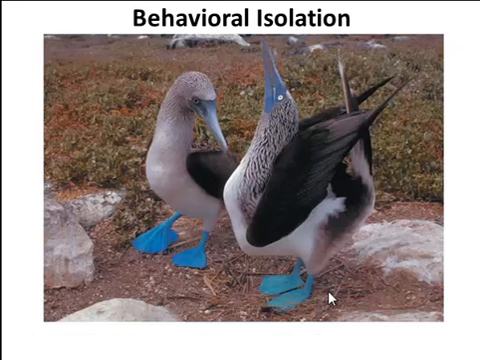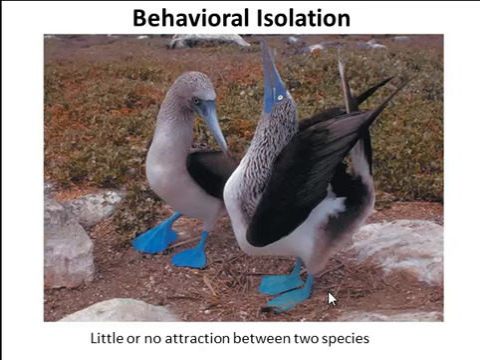And behavioral isolation is also prezygotic. In behavioral isolation, there's little or no attraction between the two species. And this could occur because the two different species have two different courtship rituals. You probably remember that the blue-footed booby has a very special dance that it does to attract mates. If you're another bird species and you don't have that dance or those pretty blue feet, you're probably not going to get to mate with the blue-footed booby.